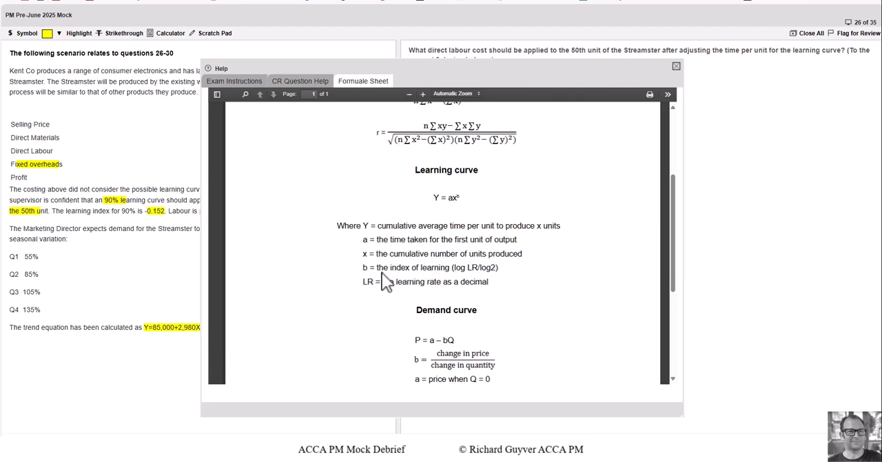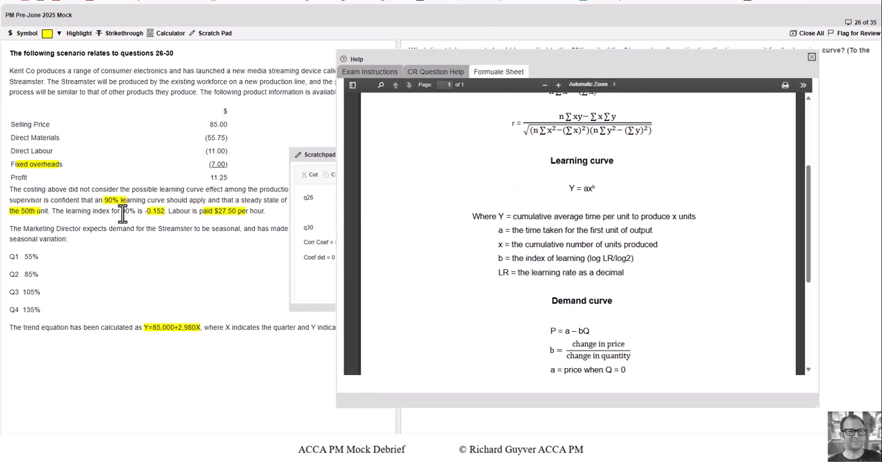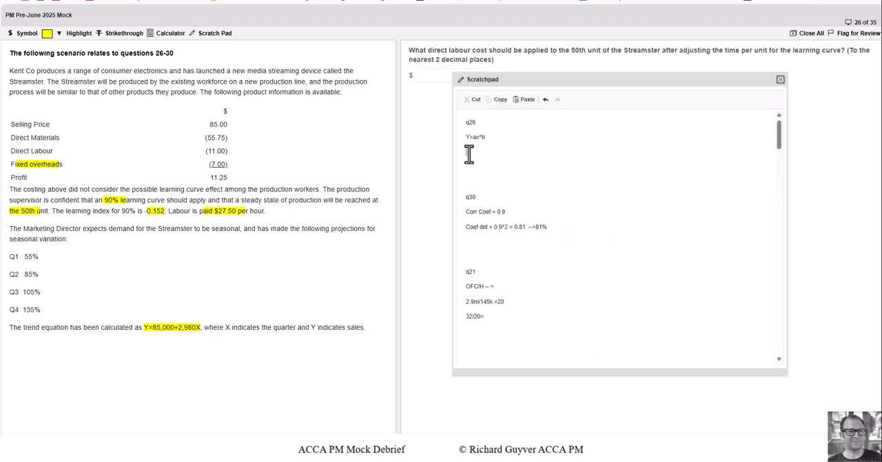B is the learning index and LR is the learning rate. We're given both here. We're given the learning rate as 90%, and we're given the learning index, so we don't need to do this calculation. This scenario where we have to work out a cost based on the learning rate happens quite often, and it's worth learning this process.